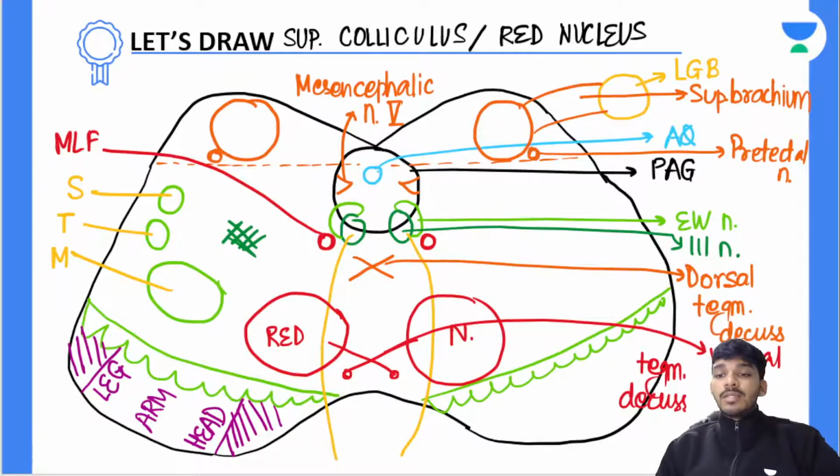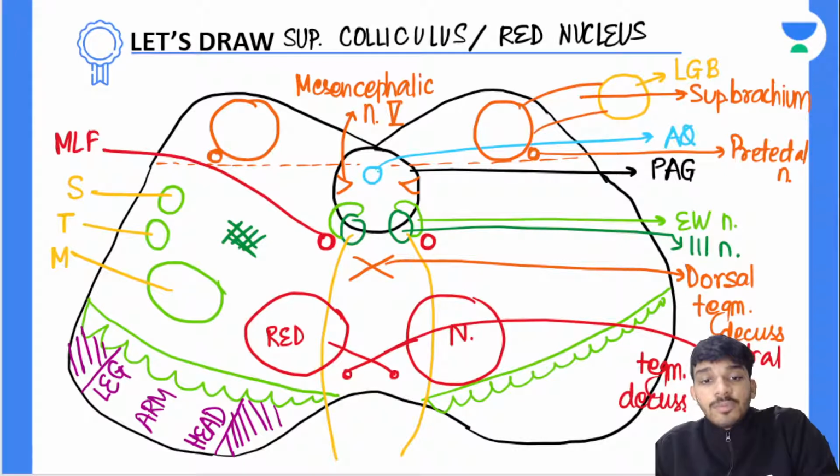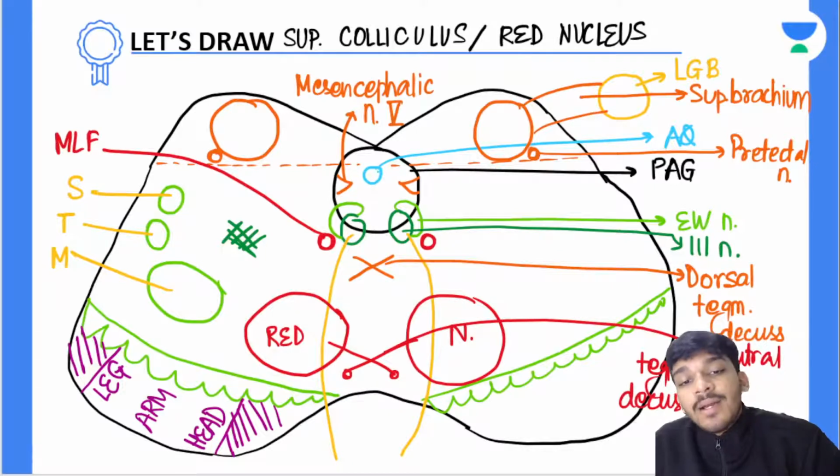So this is about the section at the level of the superior colliculus. Anything else that you guys wish to ask me? So: decussation of tectospinal tracts, dorsal tegmental decussation; decussation of rubrospinal tracts, ventral tegmental decussation.